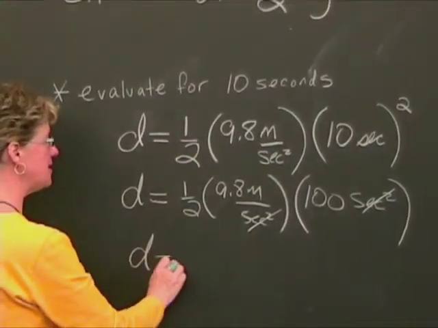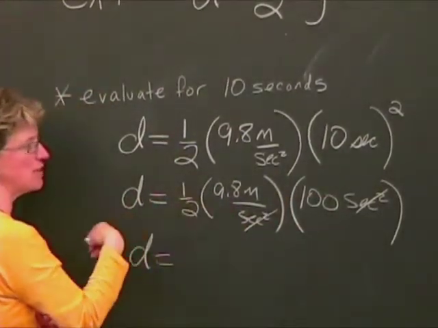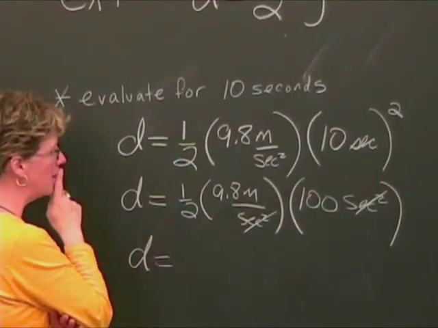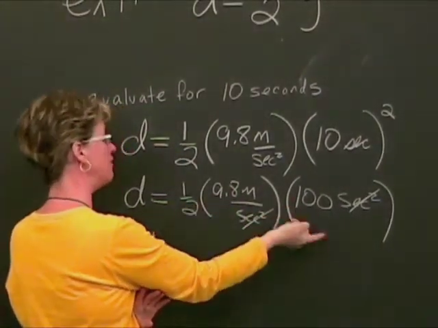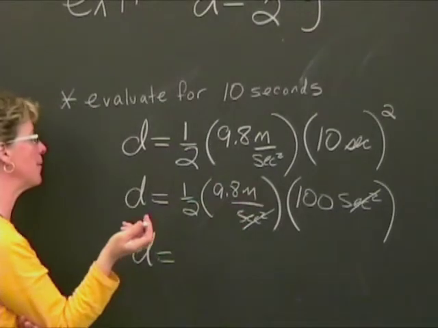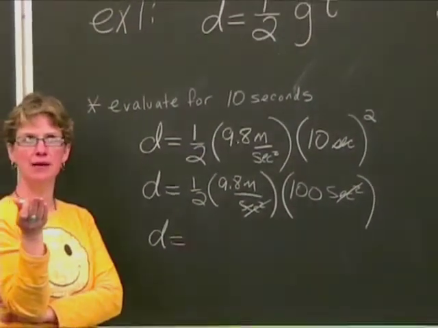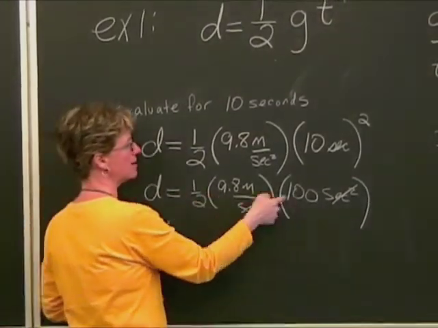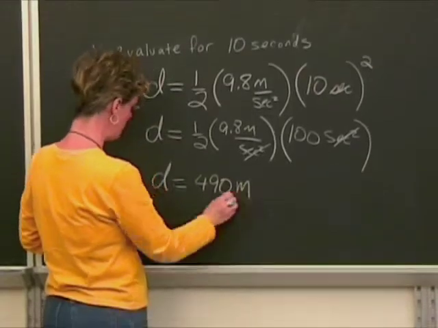So we're going to get distance is equal to, now multiplication is commutative, so we can do this however we like. We can take half of 9.8 and then times 100, or half of 100, get 50 times 9.8, doesn't really matter. Half of 9.8 is 4.9. So 4.9 times 100 is 490, and that's going to be meters.